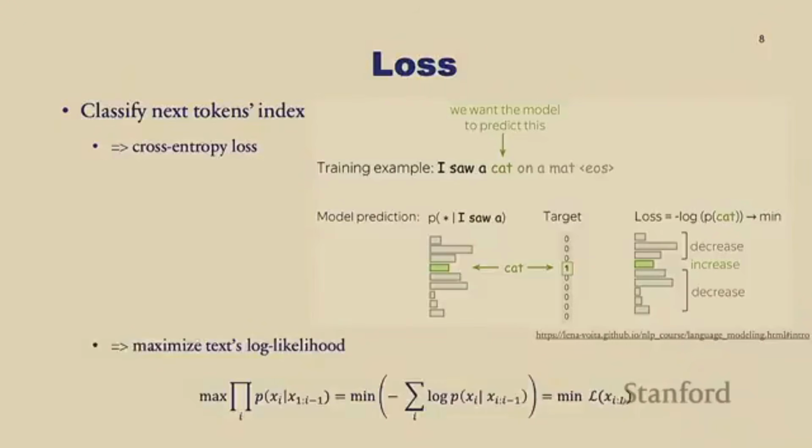One thing to notice is that, as you all know, this is just equivalent to maximizing the text log likelihood, because you can rewrite the max over the probability of this autoregressive language modeling task as just this minimum over, I just added the log here and a minus, which is just the minimum of the loss, which is the cross entropy loss. So basically minimizing the loss is the same thing as maximizing the likelihood of your text. Any questions?